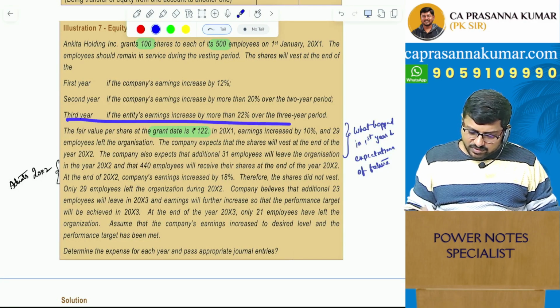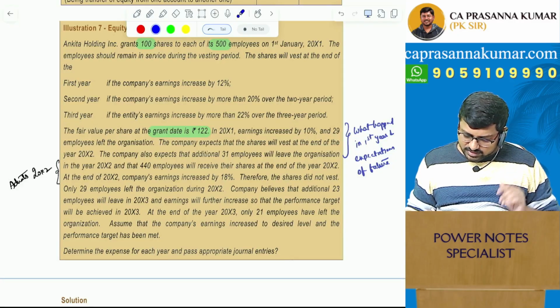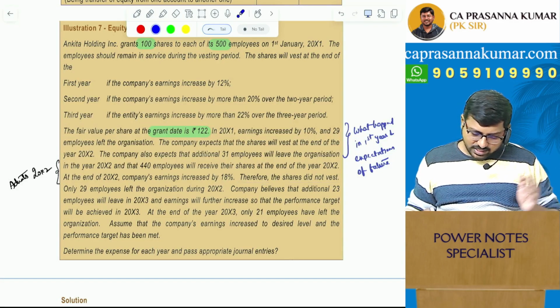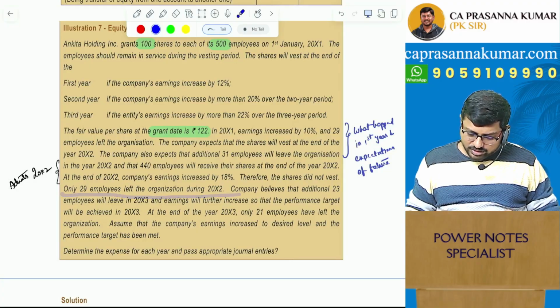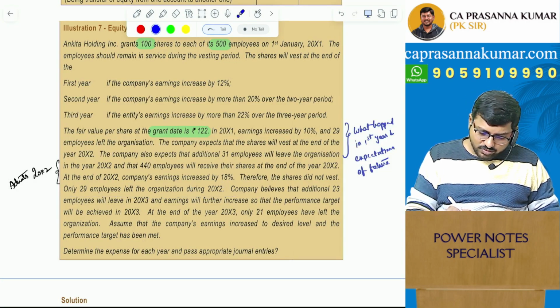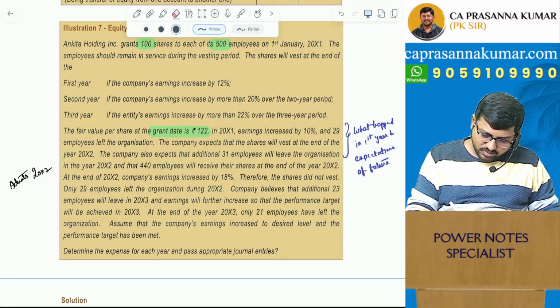As expected, it will vest only in the third year. That is common sense, we can easily expect. Therefore, the shares did not vest in second year as well. Only 29 employees left the organization during 20x2. So this third line also puts together actuals only.